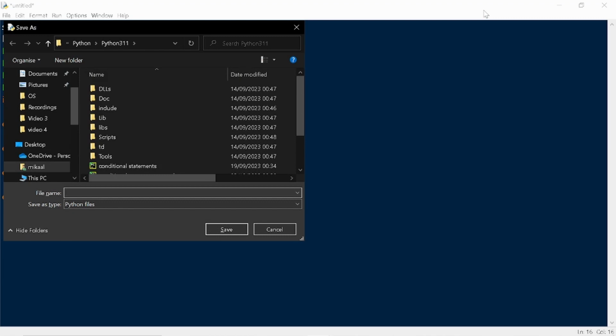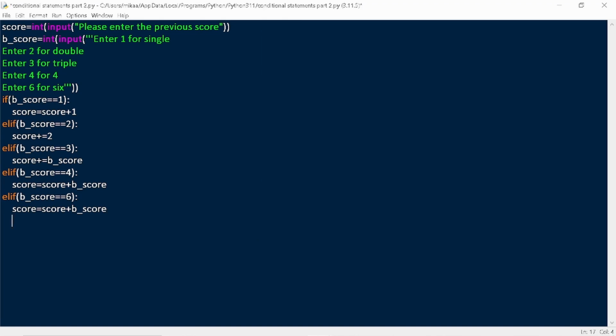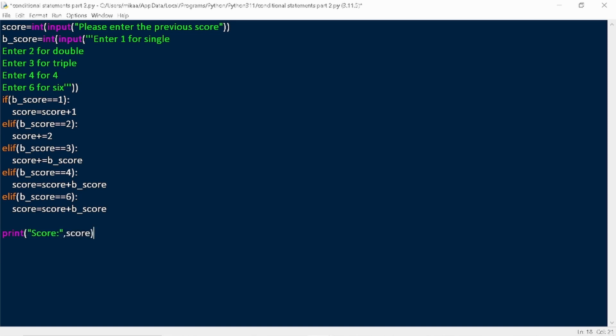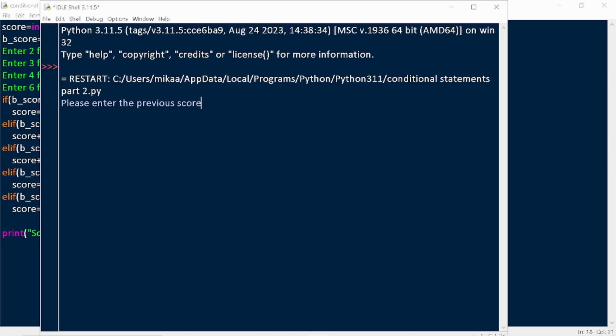I must save it, and I must write conditional statements part 2. So let me print the score after implementation. Print score, colon, comma, score. Now we have to save this file again and run the code.